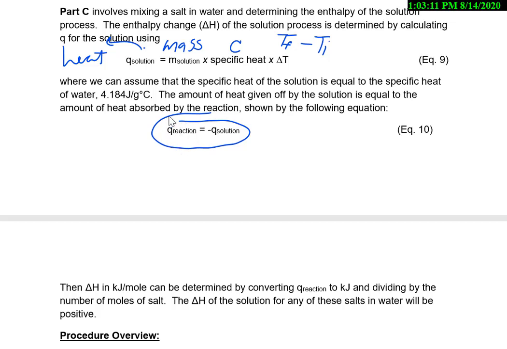There's going to be some solution or substance that is absorbing the energy, and some substance or solution or reaction that's releasing the energy. So there's always going to be two sides of what's happening inside the calorimeter. And however much heat is being transferred, one is going to be absorbing it and one's going to be releasing it. And that's why we have a negative sign here. So we'll see all of these as we go.